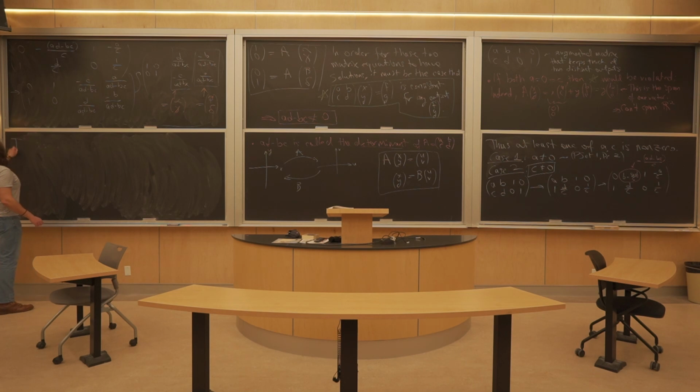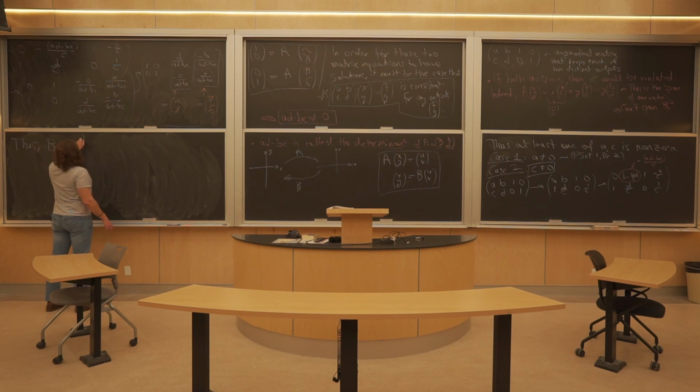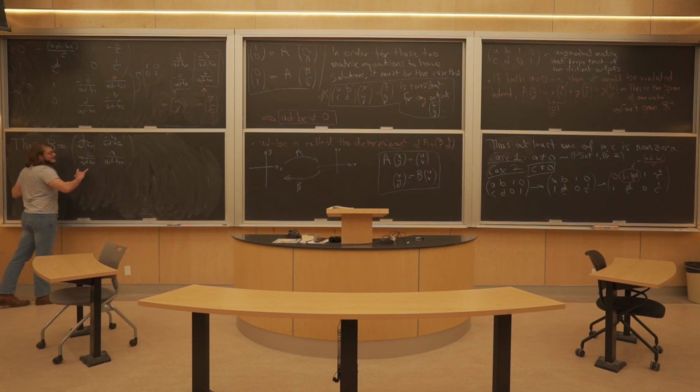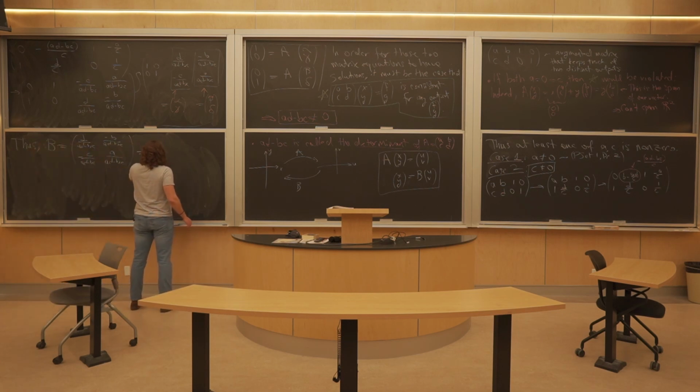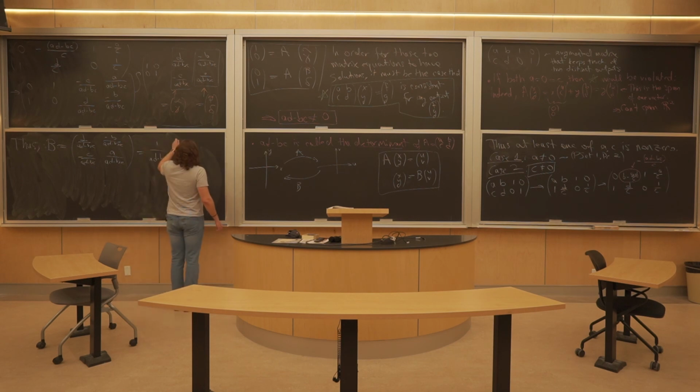Thus, B is this matrix, D divided by AD minus BC, A divided by AD minus BC over here, minus B divided by AD minus BC, and minus C divided by AD minus BC. And of course, a faster way of writing this is to just pull out that 1 over AD minus BC because it's a number, to write it like this: D, A, minus B, minus C. Okay?